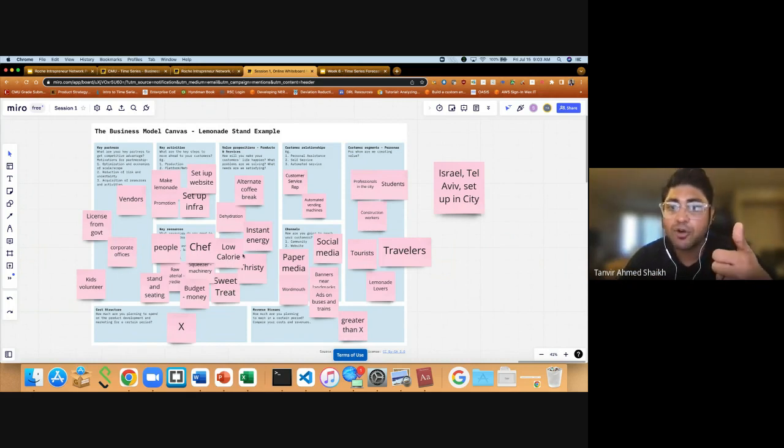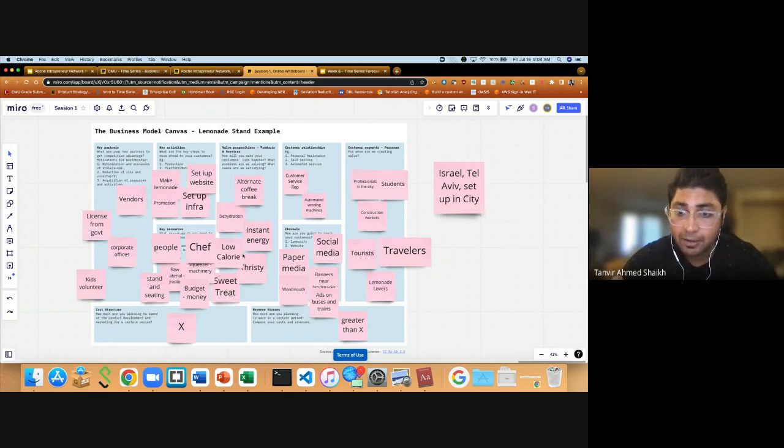What relationships do you want to build with them? Do you want to reach out to LinkedIn recruiters? What channels are you going to use? LinkedIn, Glassdoor, whatnot, right? What activities do you need to do? Update your resume, get some recommendation letters, things like that. So you can use this model for anything in life.